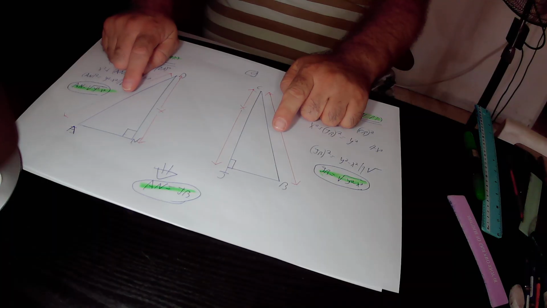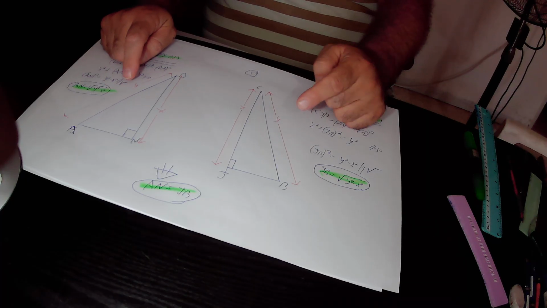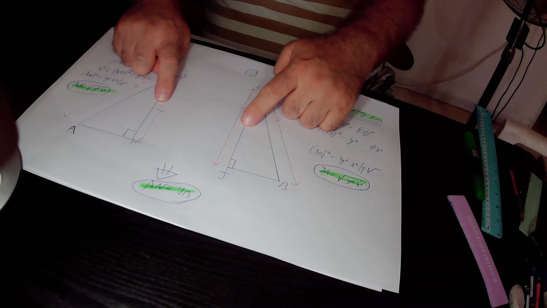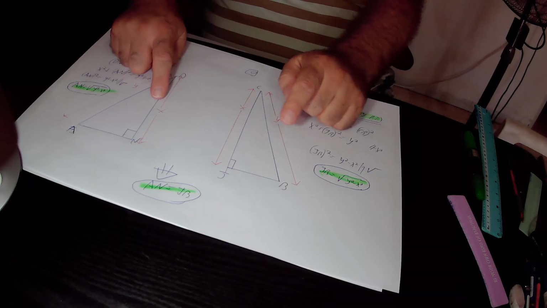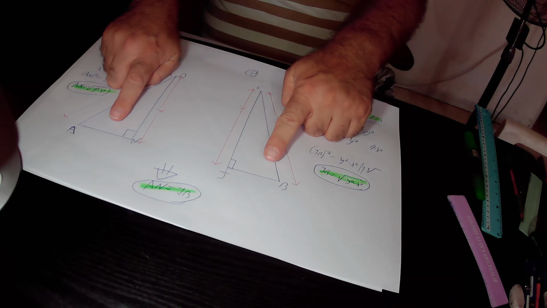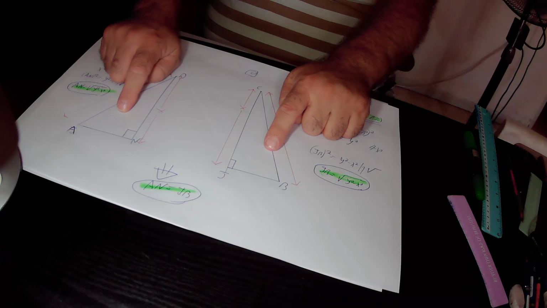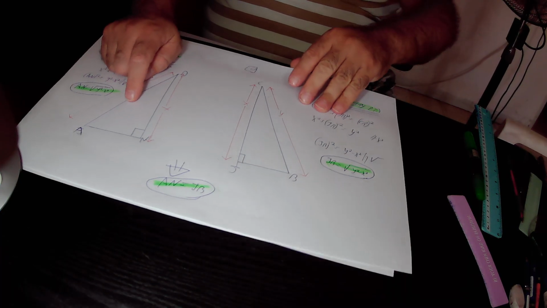So in those two right triangles, all the sides are equal to each other. Those two sides are both equal to y, therefore they are equal to each other. Those two sides are both equal to x, therefore they are equal to each other. And side AN equals side JB. Therefore, those two right triangles are congruent according to the side rule.